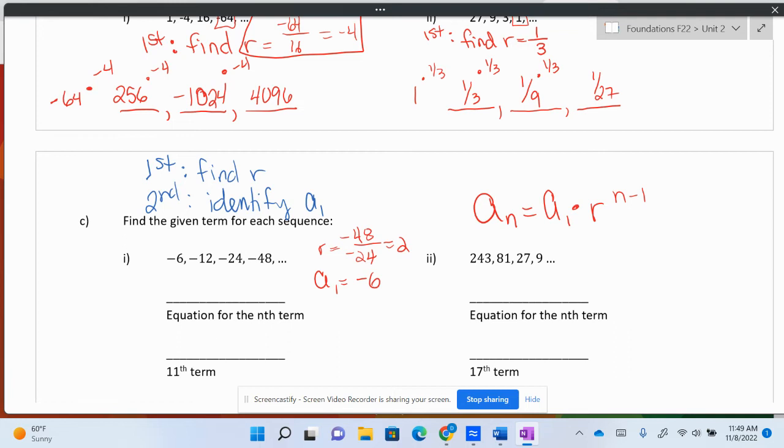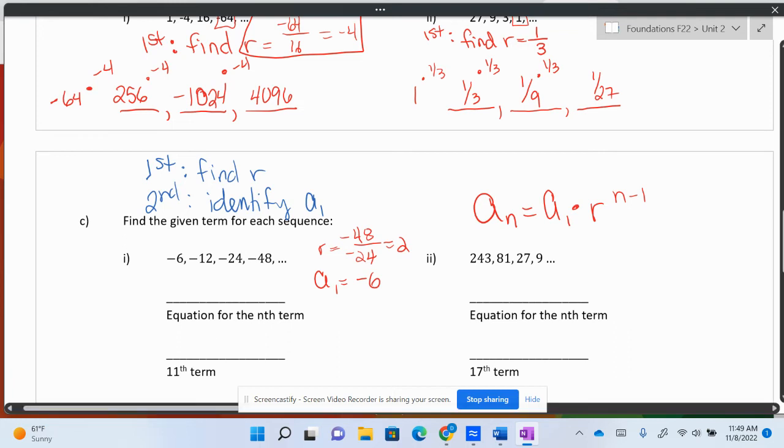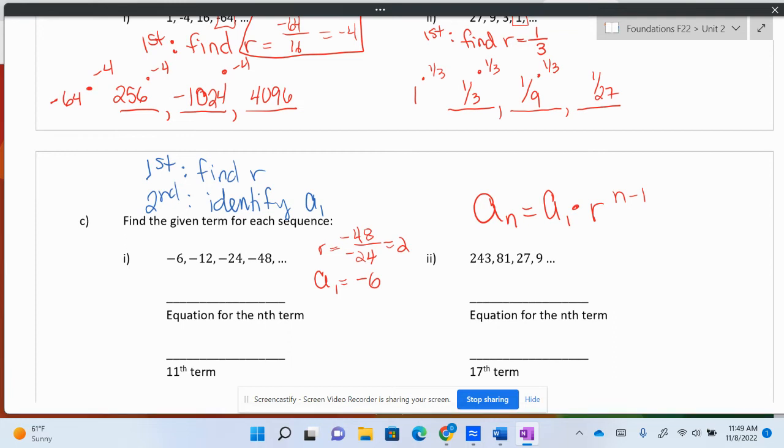I love that. Okay, listen. So here's what we know. We're writing the equation for the nth term, meaning I'm starting with A sub n. But there are some things that we can replace. Like, don't we know what A1 is? A sub 1? -6 times. Don't we know what R is? To the n minus 1 power. That is the equation for the nth term.